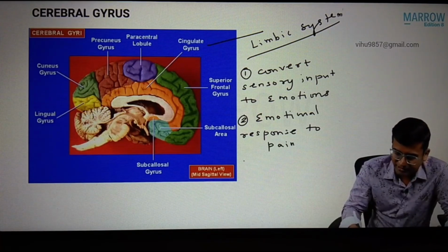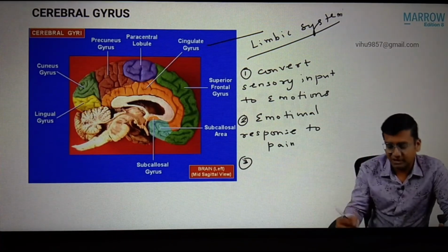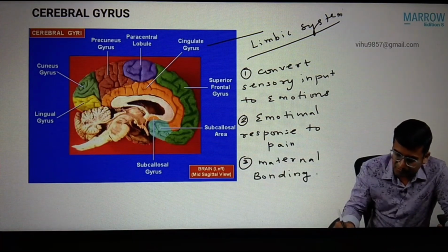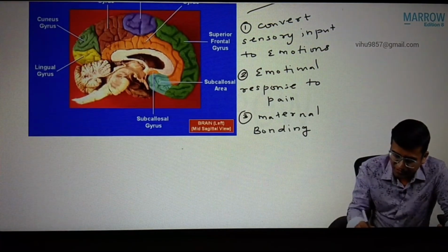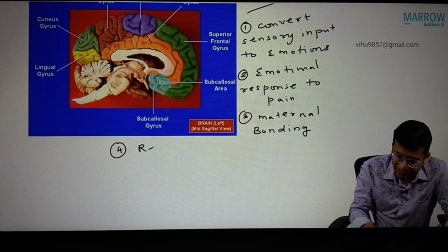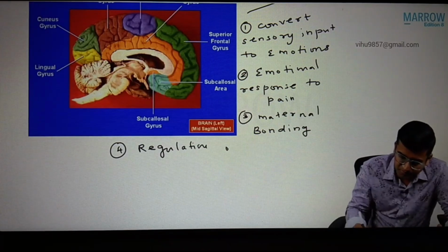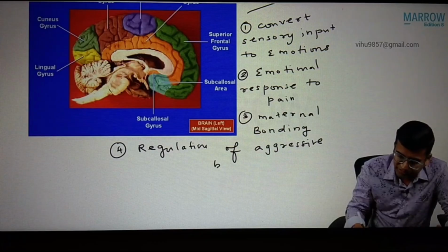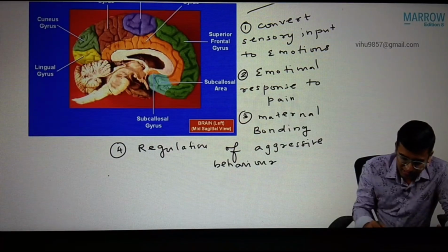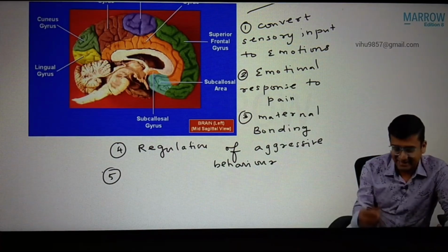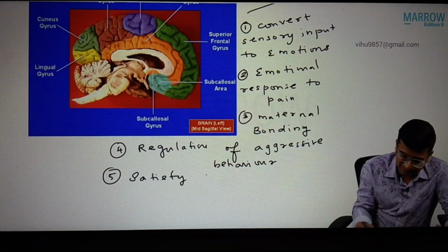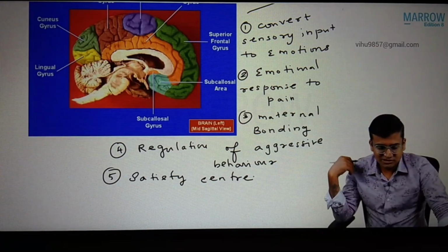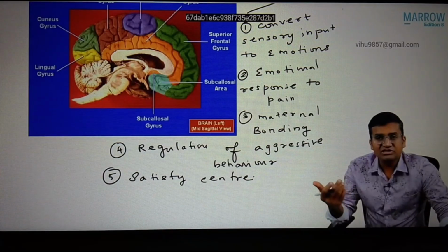Number 3, bonding with mother, maternal bonding. And regulation of aggressive behavior. And it is the highest area for satiety. Satiety center, highest area for satiety. Just remember these functions. So these are the certain important functions of cingulate gyrus.